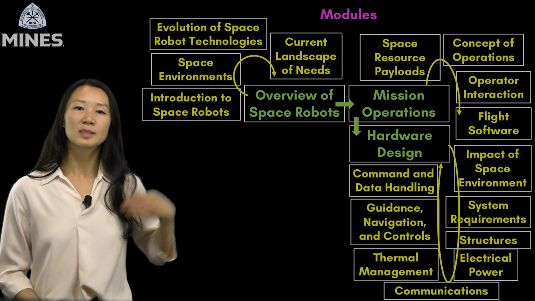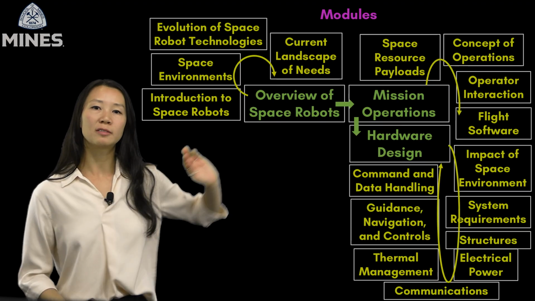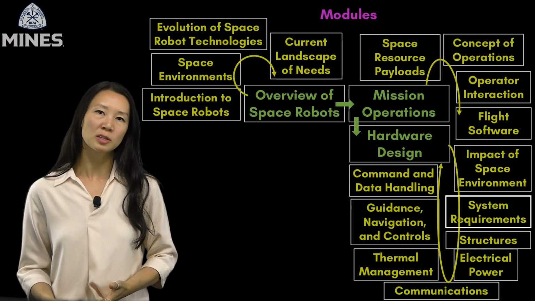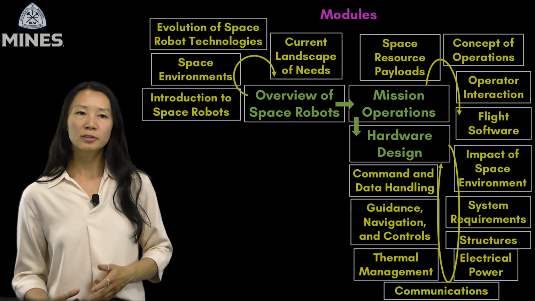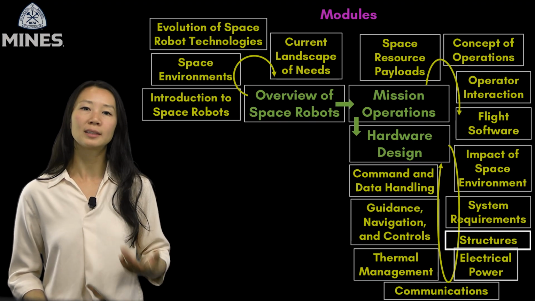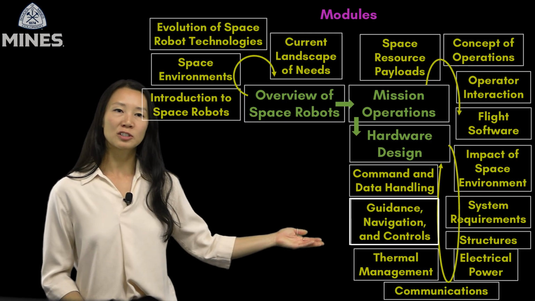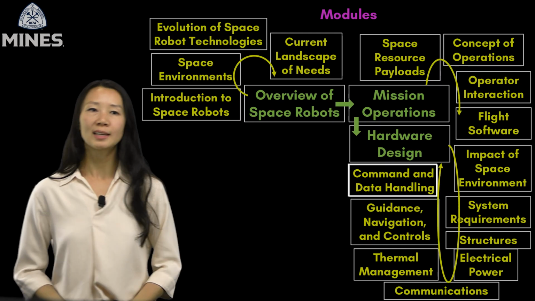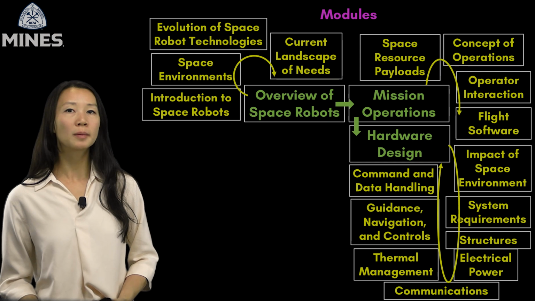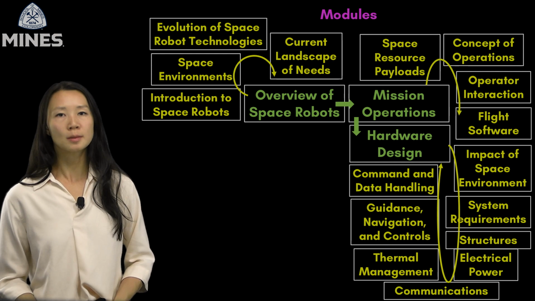We'll then move on to the topic of hardware design of space robots. Starting with the impact of space environments on hardware, we'll develop some system requirements for your space robot hardware. Then we'll walk through each subsystem of a space robot, starting with structures and then electrical power, communications, thermal management, guidance, navigation, control, and then finally command and data handling. The lectures will cover the function of these subsystems, common requirements, design considerations, and technologies associated with each subsystem.